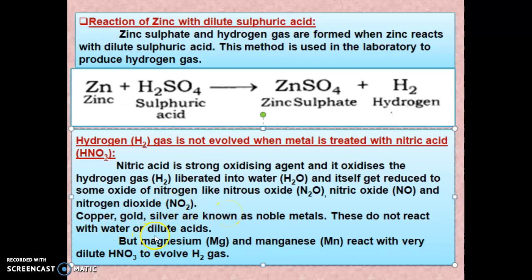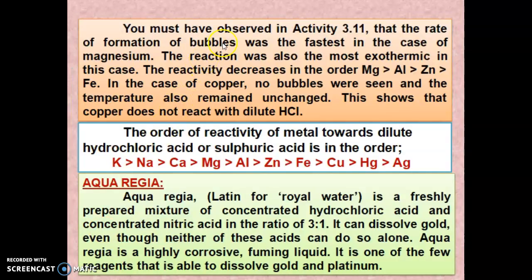These do not react with water or dilute acid. But magnesium and manganese react with dilute nitric acid to evolve hydrogen. You must have observed from activity 3.11 that the rate of formation of bubbles was faster in the case of magnesium. The reaction was also the most exothermic in this case. The reactivity decreases in the order of magnesium, aluminum, zinc and iron. In the case of copper, no bubbles were seen and the temperature also remained unchanged. This shows that copper does not react with dilute hydrochloric acid.